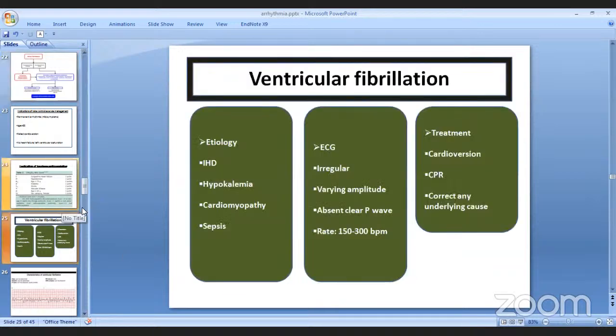Now let's talk about ventricular fibrillation. The etiology: ischemic heart disease, hyperkalemia, cardiomyopathy. Also, sepsis can cause ventricular fibrillation because of the cytokines that are released in the blood.